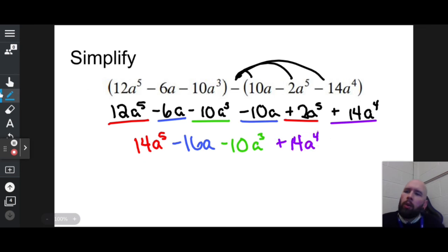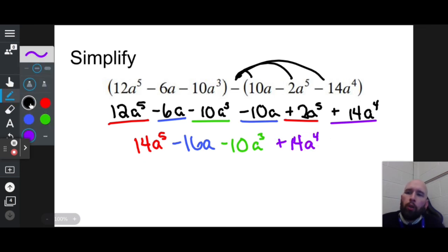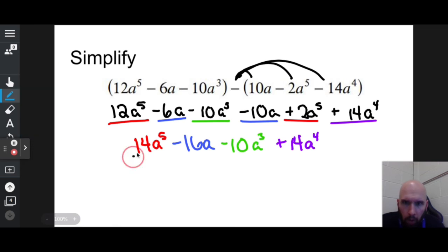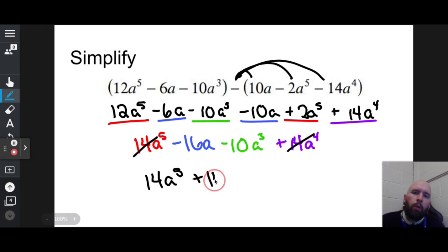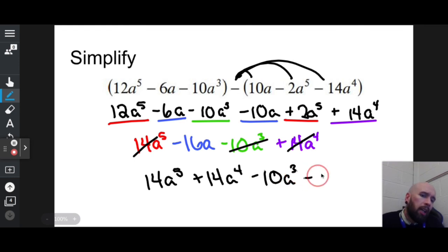Now what I'm going to do is I'm going to write this in standard form, also known as descending order. The largest degree is 14a to the 5th, so that's already in the right spot. Then I have positive 14a to the 4th. Then I have negative 10a to the 3rd. And last but not least, negative 16a.